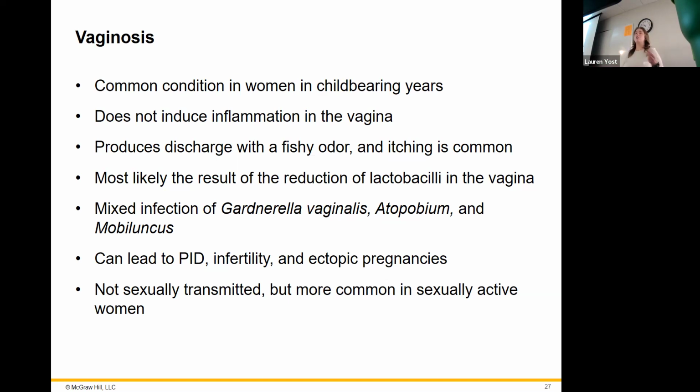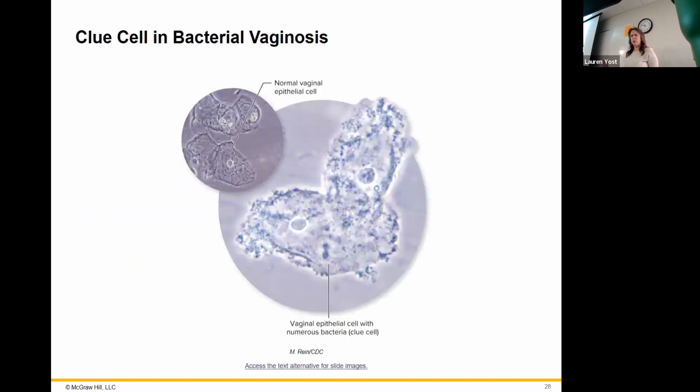Now, so here we have discharge, fishy odor, and itching. This is usually a result of reduction of the lactobacilli bacteria and overgrowth with other bacteria. That pelvic inflammatory disease can lead to infertility and even ectopic pregnancies because the inflammation prevents the eggs from traveling down the fallopian tube the way that they're supposed to. It is not sexually transmitted, but if you are sexually active, you're more likely to have a shift in your biome that can lead to the development of this or be exposed to other bacteria.